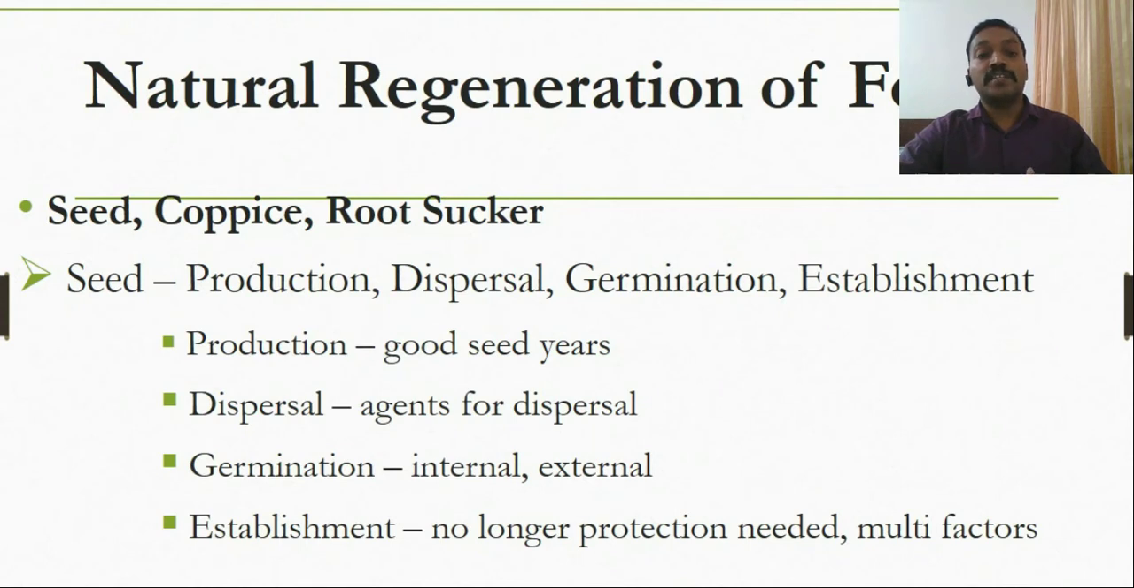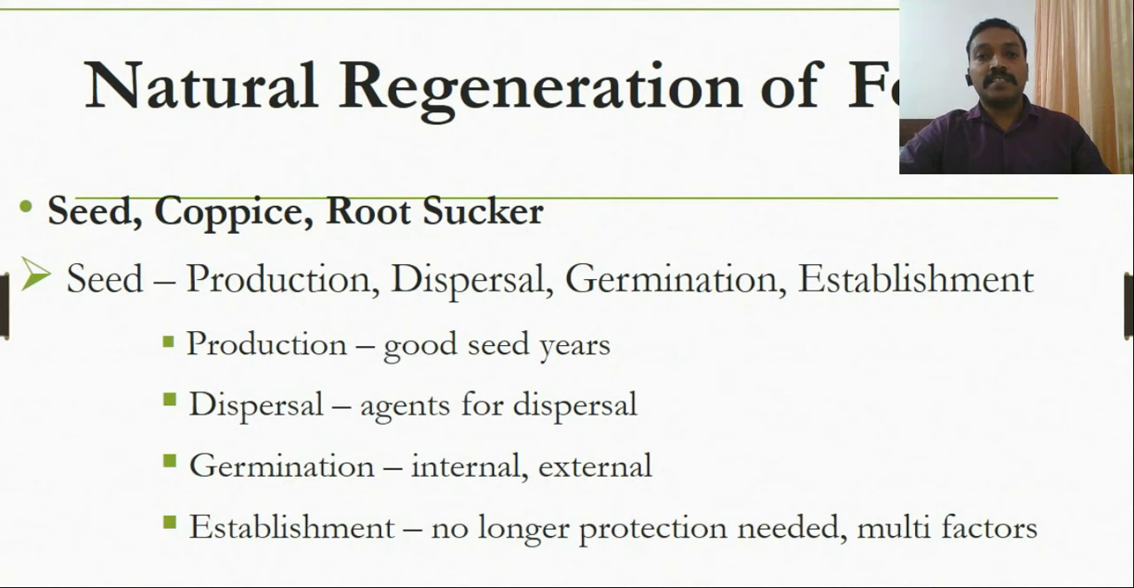So production, dispersal, germination and establishment, these are the different processes in the seed which actually decide the success of natural regeneration. So we will be studying the natural regeneration of forests through seeds, coppices and root suckers. In the seed we cover seed production, seed dispersal, seed germination and seed establishment.